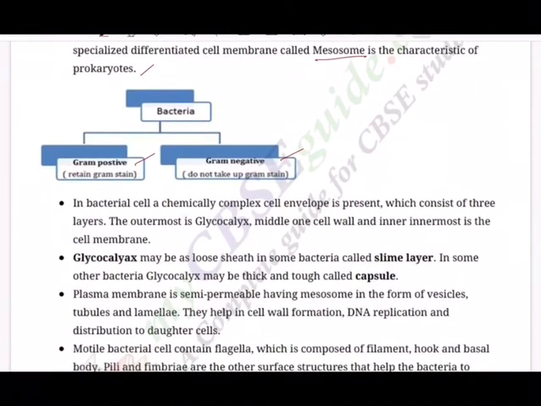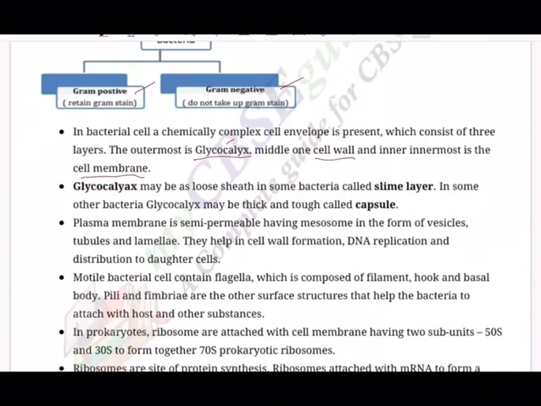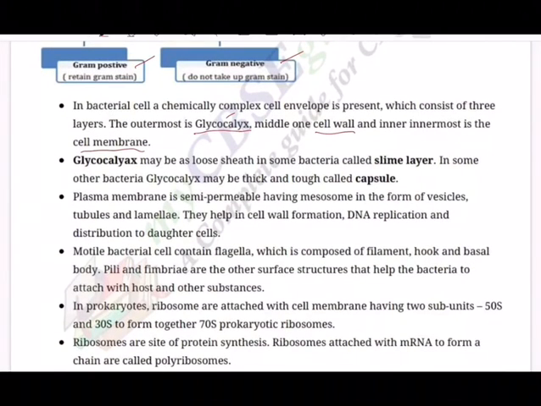In a bacterial cell, a chemical complex cell envelope is present which consists of 3 layers. The outermost is glycocalyx, the middle one cell wall, and the innermost is the cell membrane. So there is an extra one, glycocalyx. Glycocalyx may be a loose sheath in some bacteria called slimy layer. In some other bacteria, glycocalyx may be thick and tough, called capsule.